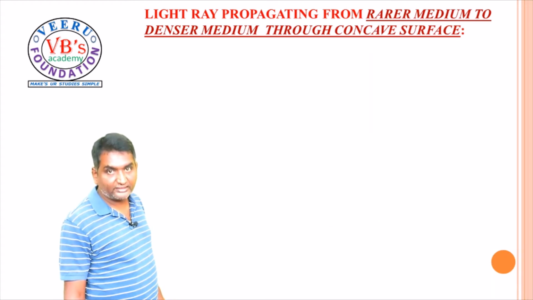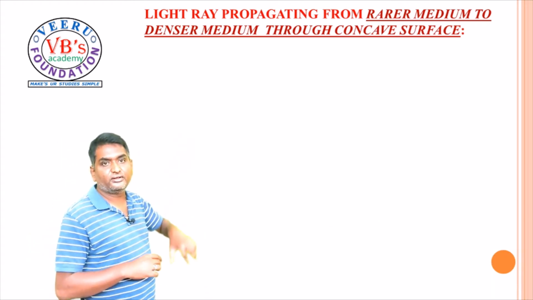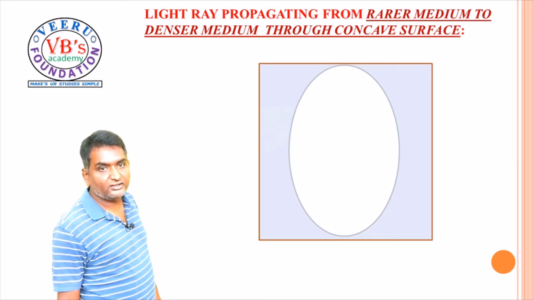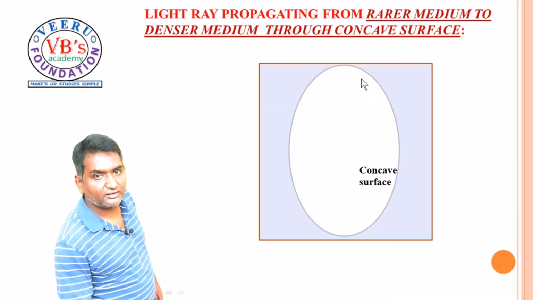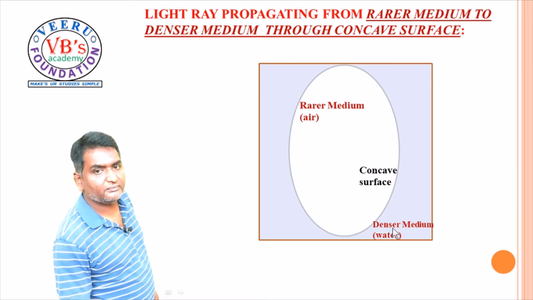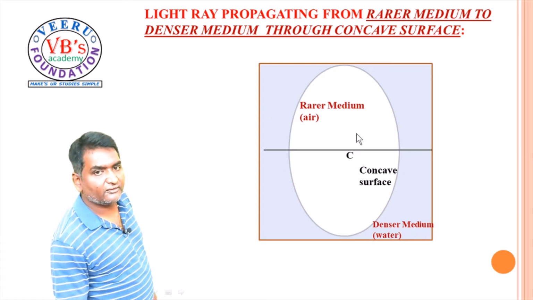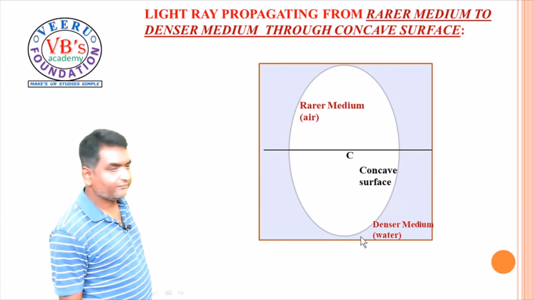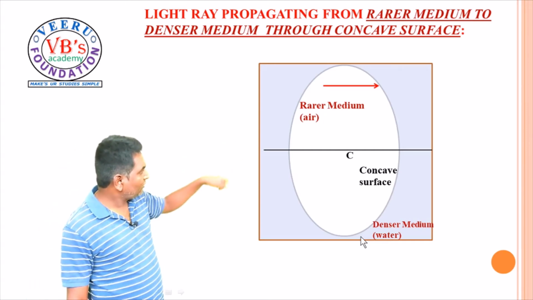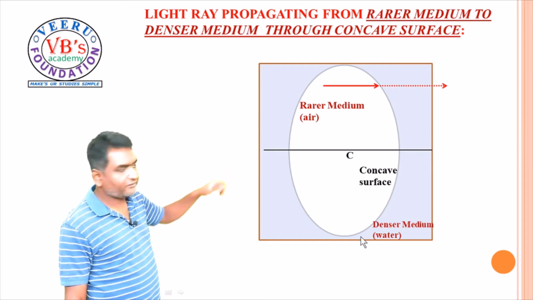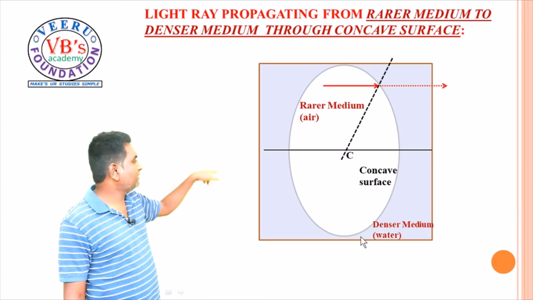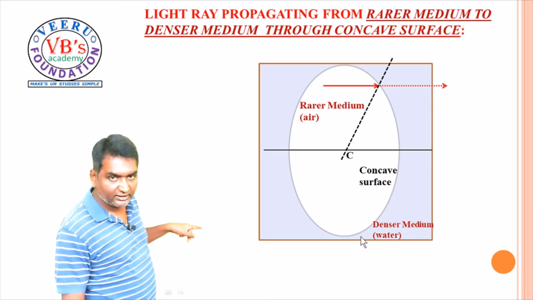Okay, let us see the next case. The light rays are moving from the same rarer medium to denser medium, but through a concave surface. If they pass through the concave surface, what happens? Here you see, this surface is the concave surface. This is the rarer medium, this is the denser medium, and this is the center of curvature of this concave surface. Light rays are passing from rarer medium to denser medium through the concave surface. Instead of passing in a straight line, they bend. At the point of incidence, first we have to draw the normal. I have drawn the normal, which passes through the center of curvature.